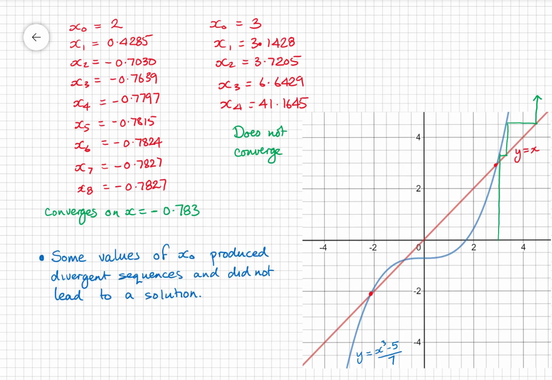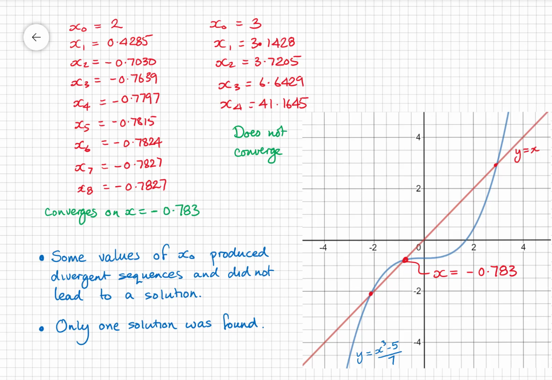The first is that some starting values of x0 didn't converge on a solution at all. And secondly, although we knew that there were three solutions to this particular equation, this only allowed us to find one solution. In this case, the middle solution, where x is equal to minus 0.783.